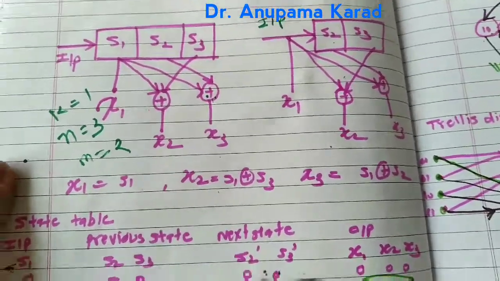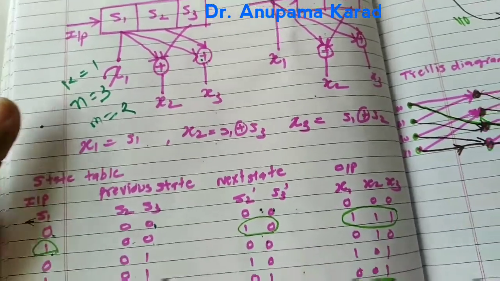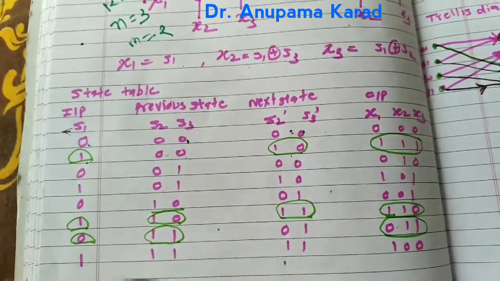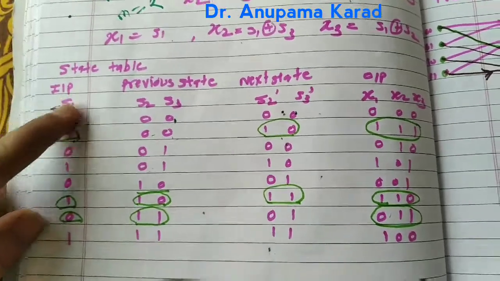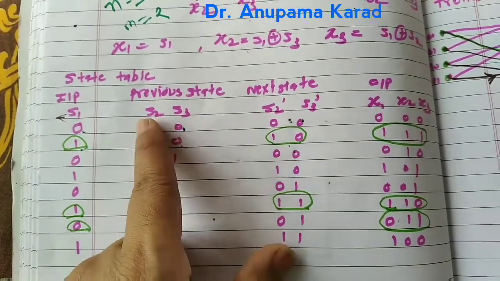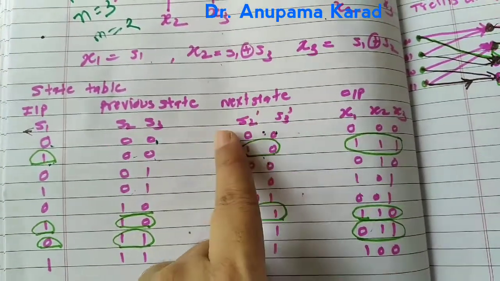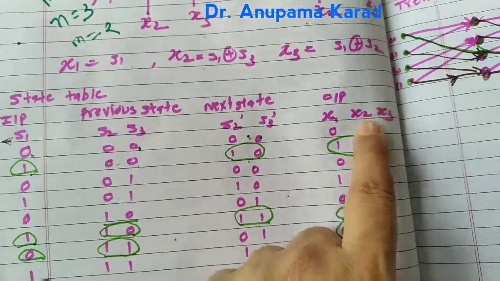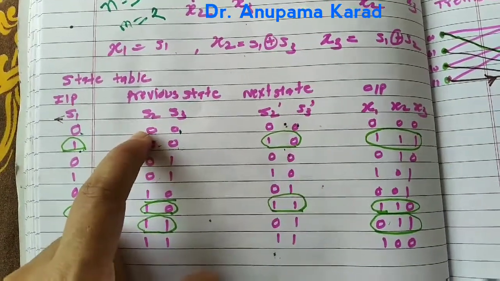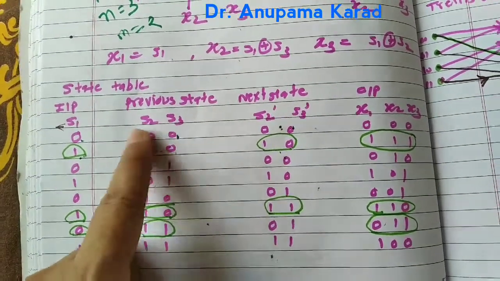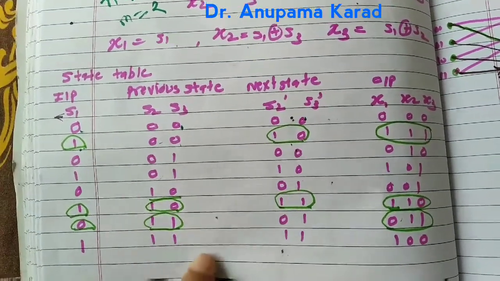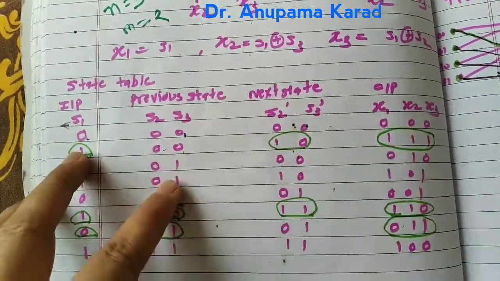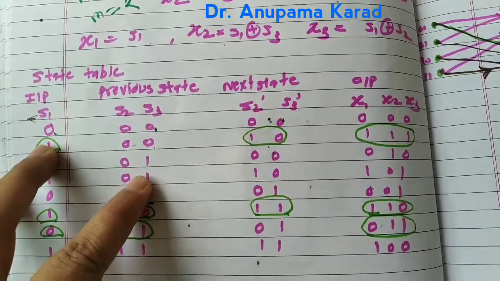So next step in convolutional encoder, which is very important, is finding the elements of state table. So here input is written, previous states s2 s3 and next states s2 dash s3 dash. Outputs are written here. Now the states are 2, so there are 4 combinations 0 0, 0 1, 1 0, 1 1, but we have to form this state table as a general case.